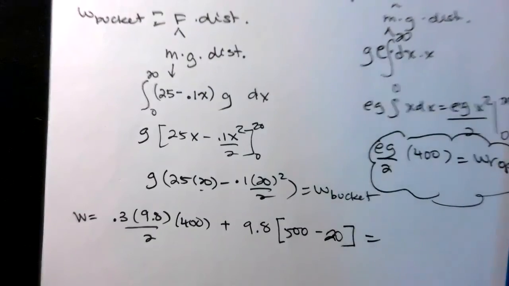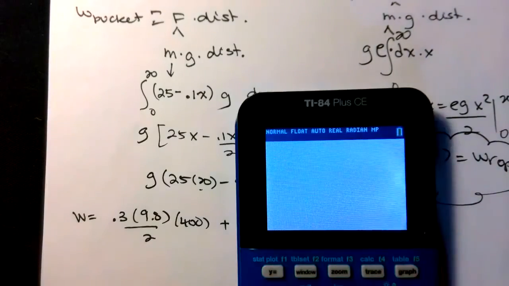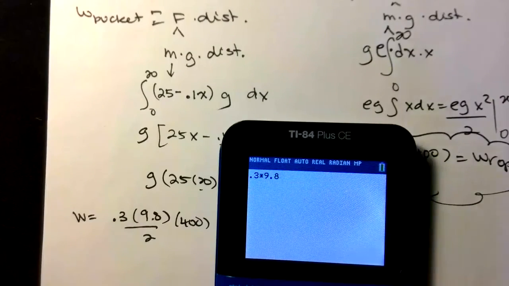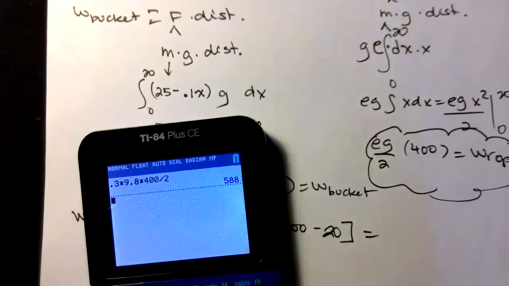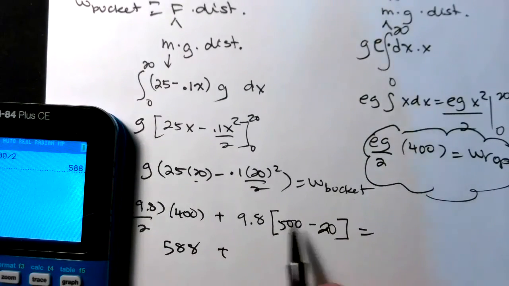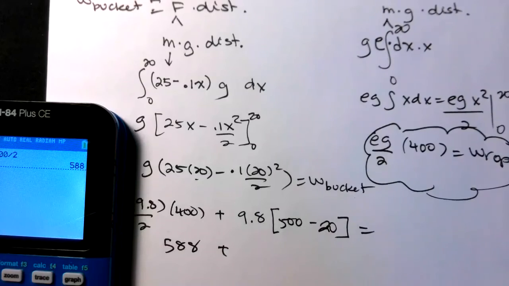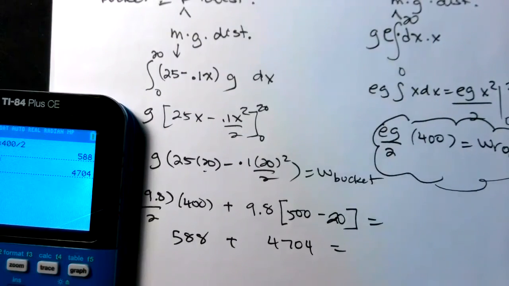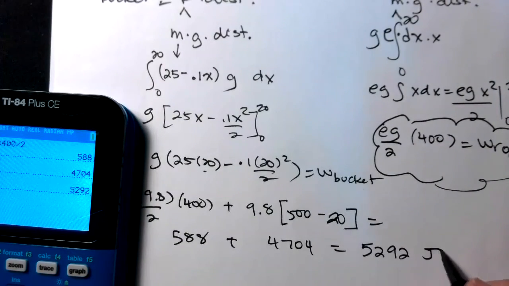Okay, so the total work that we're going to have, and I'm not sure if my calculator screen is readable, oh look, it's not too bad today. So 0.3 times 9.8 times 400 divided by 2. That was our rope, and it comes to 588. And then plus 9.8 times 480, which is 4704. So the total is 5292, and work, when we're talking about kilograms and meters, is in joules.